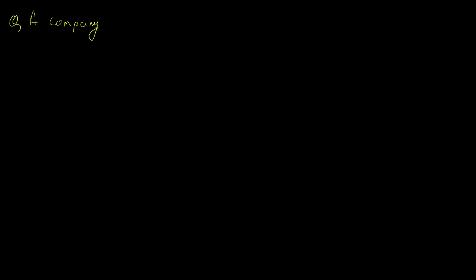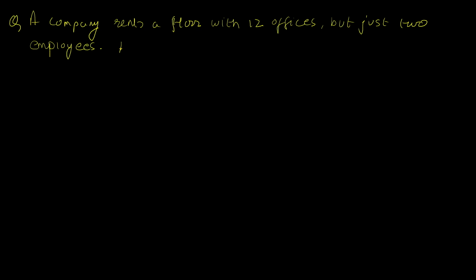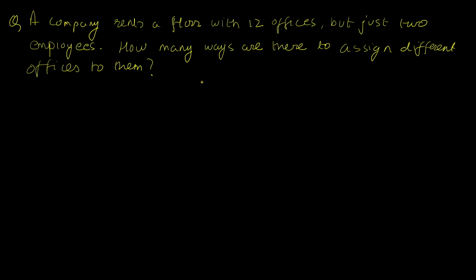So a company rents a floor with 12 offices, but just 2 employees. How many ways are there to assign different offices to these employees? Okay, so starting with a basic question, we have a floor with 12 different offices and we only have 2 people to put into those 12 offices. And let's say these 2 people are A and B.